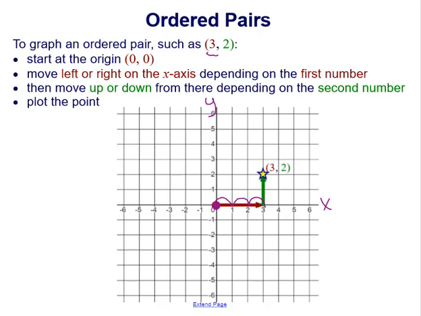Then you move up or down from there depending on the second number. In our example, the second number is a positive 2, so from 3 on the x-axis, go up 2. And then you would plot the point. So where the star is, that is the ordered pair, the coordinate 3, 2. You can follow these 4 directions every single time when you're trying to graph an ordered pair.